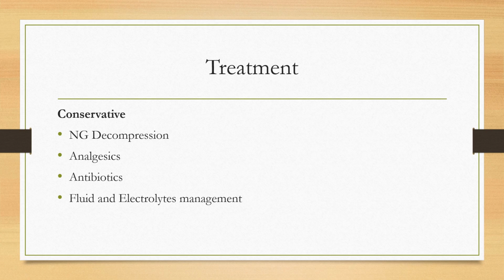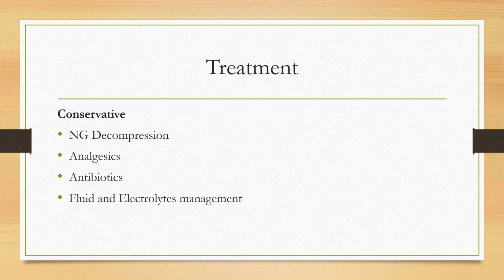Then treatment. In all patients with intestinal obstruction, you have to start with conservative management first, and then we plan for the surgical treatment. In conservative treatment you have to keep the patient nil per oral. You have to keep the patient NPO. You have to advise not to take anything orally, because there is already obstruction, and if the patient takes anything orally it will aggravate the condition.